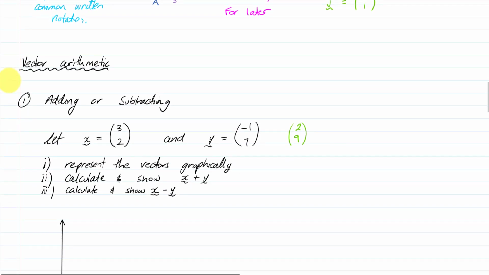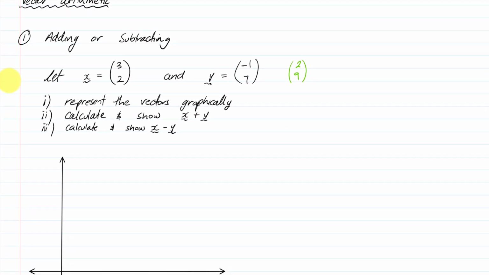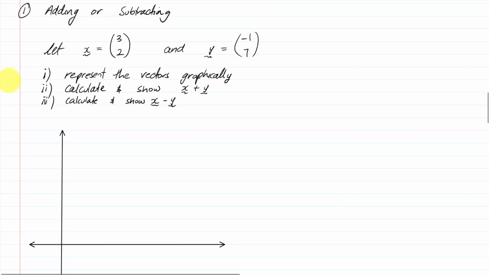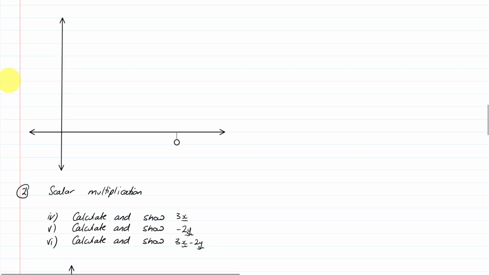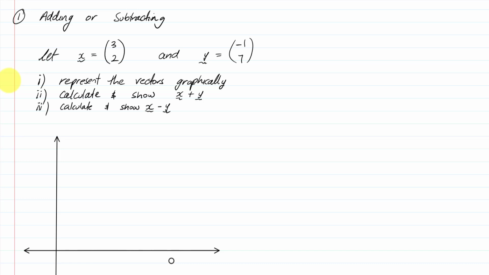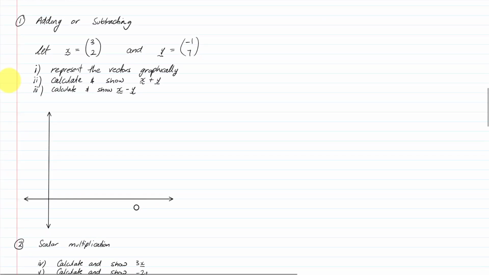So now let's talk about vector arithmetic, which works exactly as you would expect. When I add x and y, I get basically the addition of my horizontal components and the addition of my vertical components. But let's have a look at what happens when we sketch them and how that looks. So if I sketch, my apologies, x, I'll just zoom out a little bit, is (3, 2). So if I go along 3 and up 2, then x is approximately here. And so the vector is this.